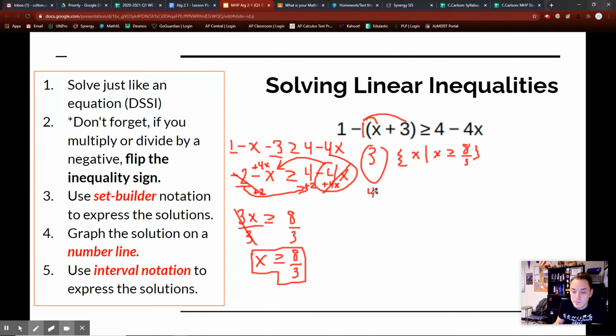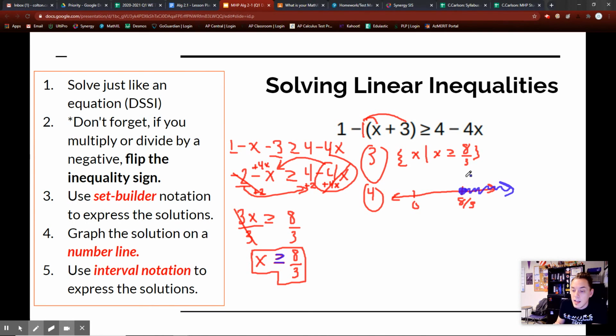That's the first one. Okay, number line. If I have a number line right here, 8 over 3 is positive, so it's going to be on this side of the 0. So let's look at 8 over 3. Is it equal to? Yes, it is. So that means I'm actually going to do a solid dot here. Which way is it pointing? It's pointing to the right. So that means it's going to shade all the way to the right.